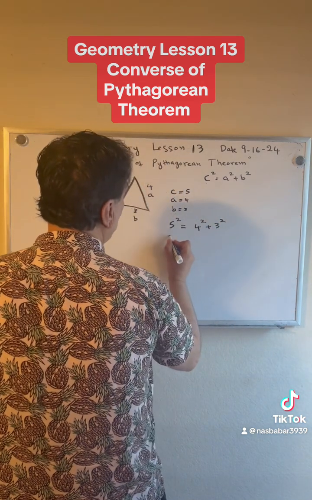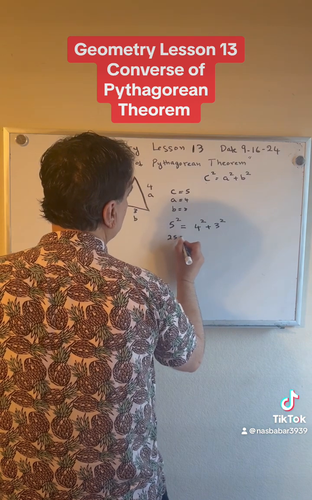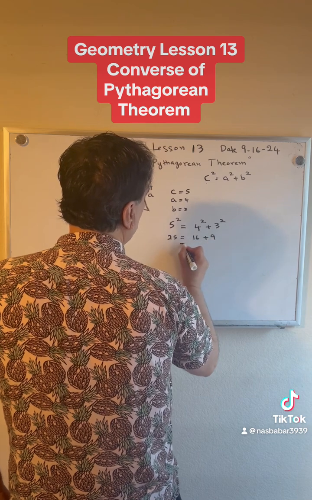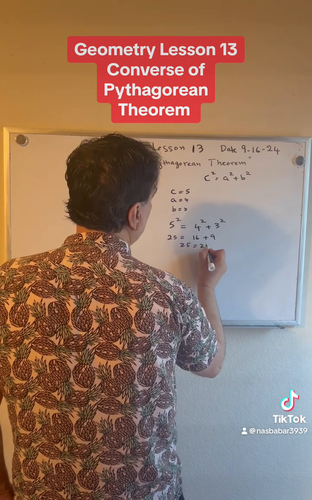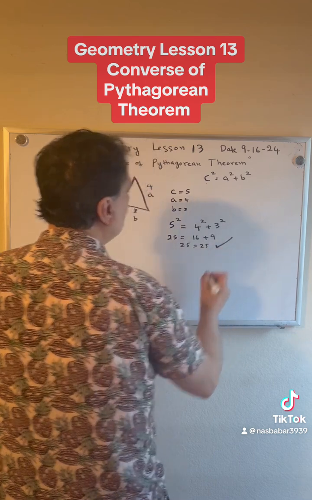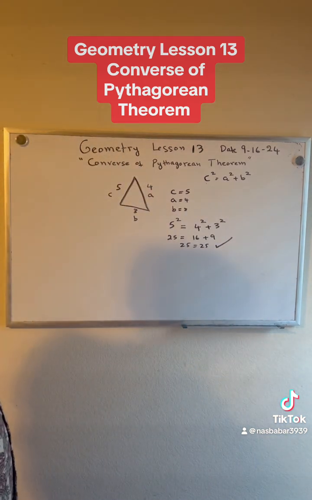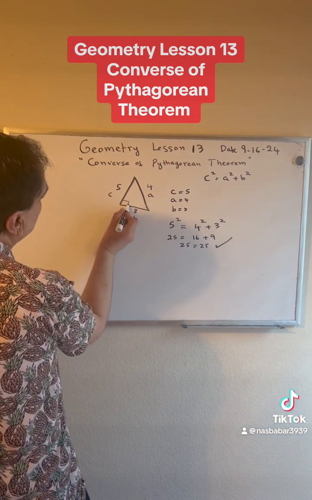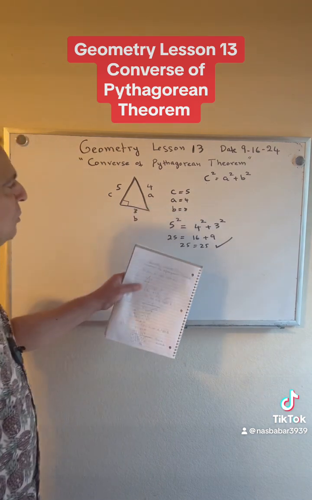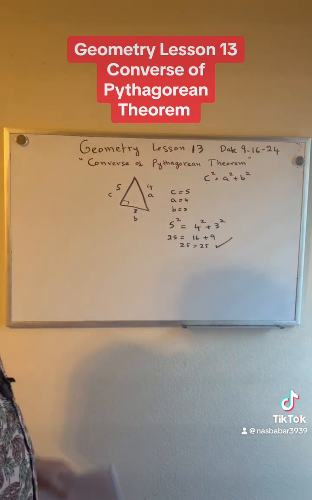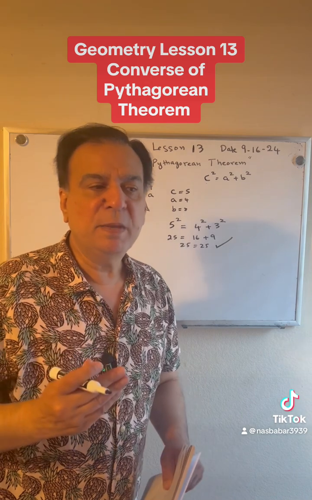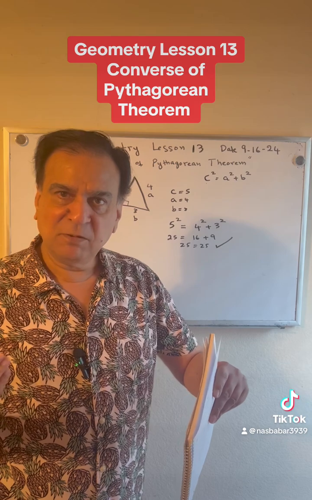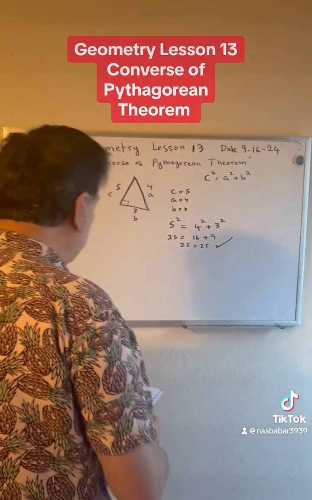So 5 square is 25, this is 16, this is 9. So 25 is equal to 25. Bingo. That means this is a right angle triangle. It's possible that this angle right here is 90 degrees, but we just proved that this is a right angle triangle. So that is what I mean by the converse of the Pythagorean theorem. You're looking at it from the opposite direction. Let's look at another problem.